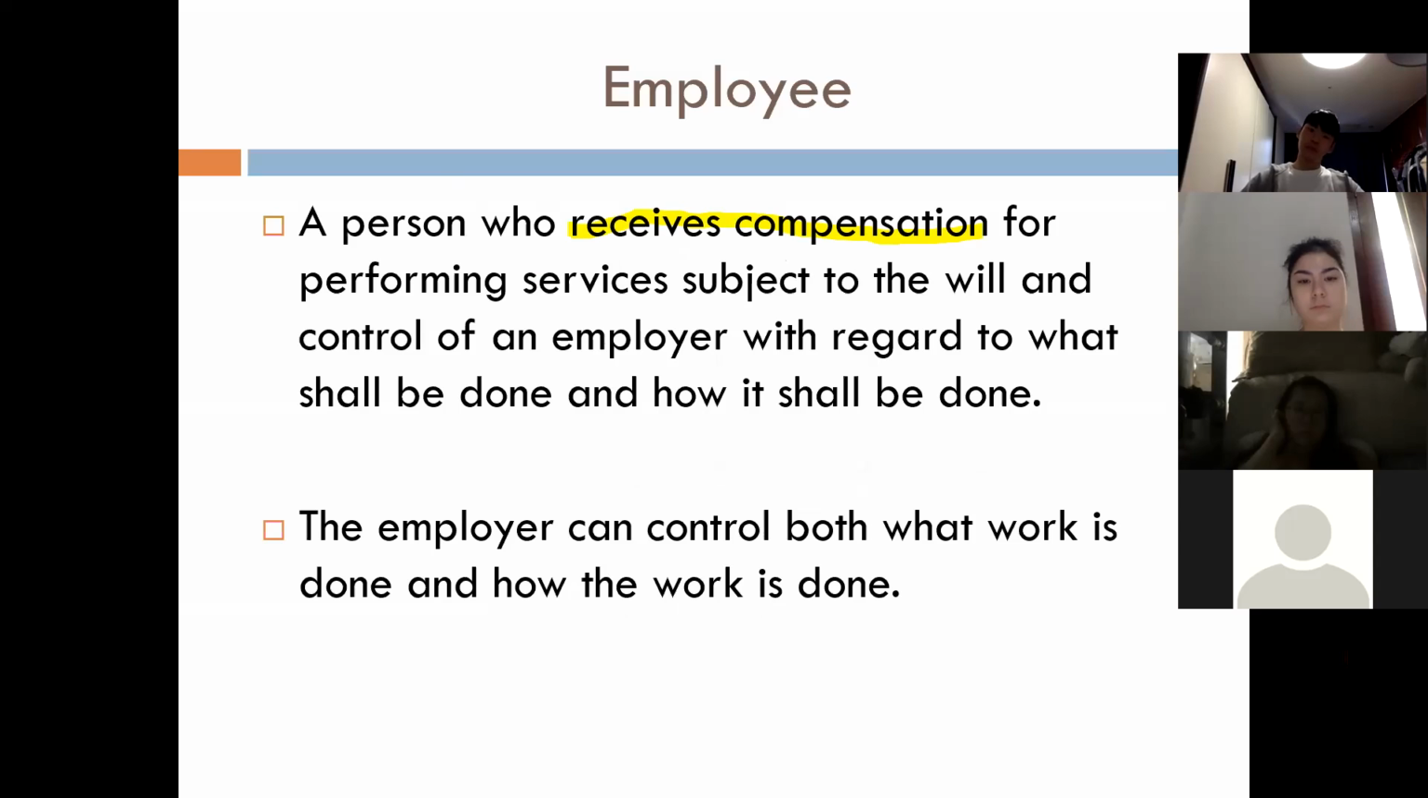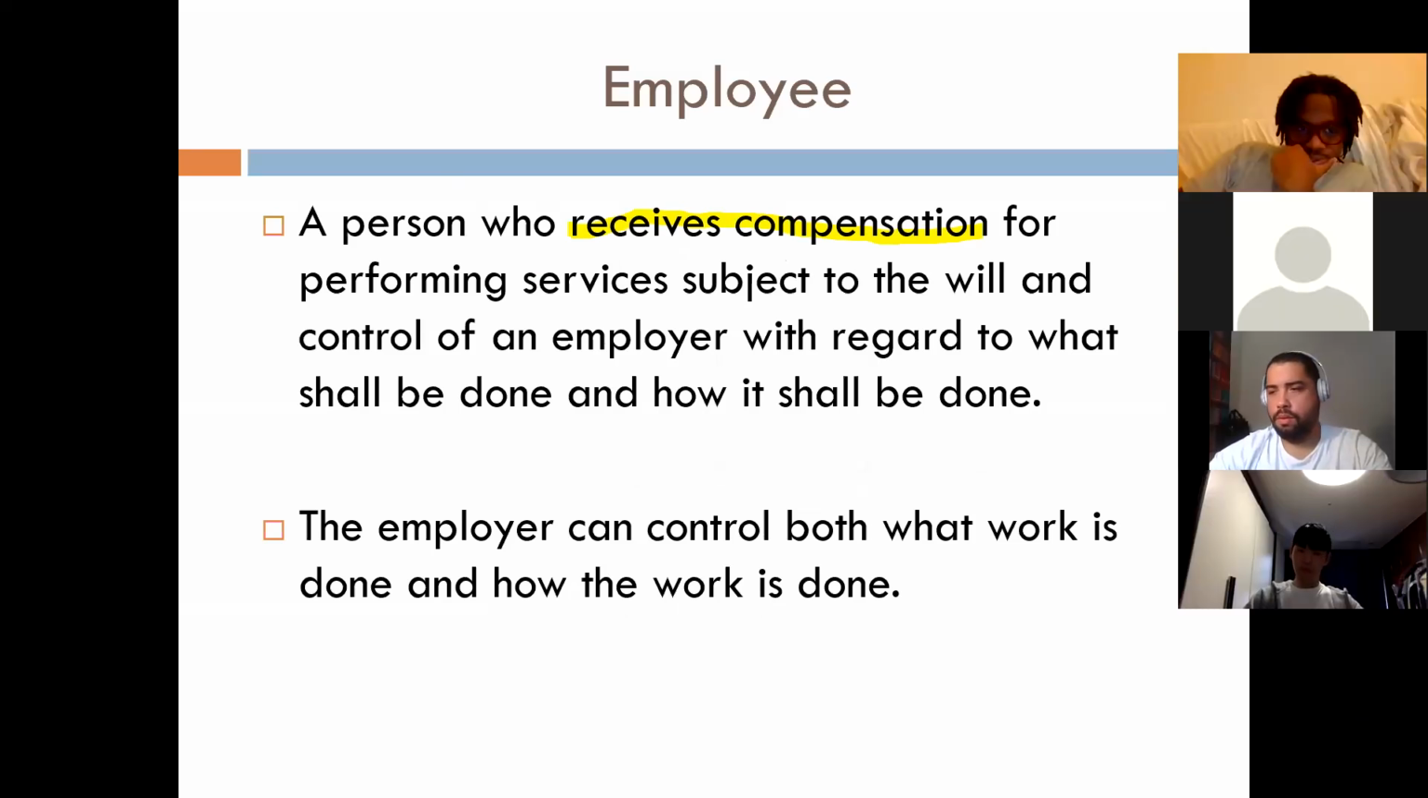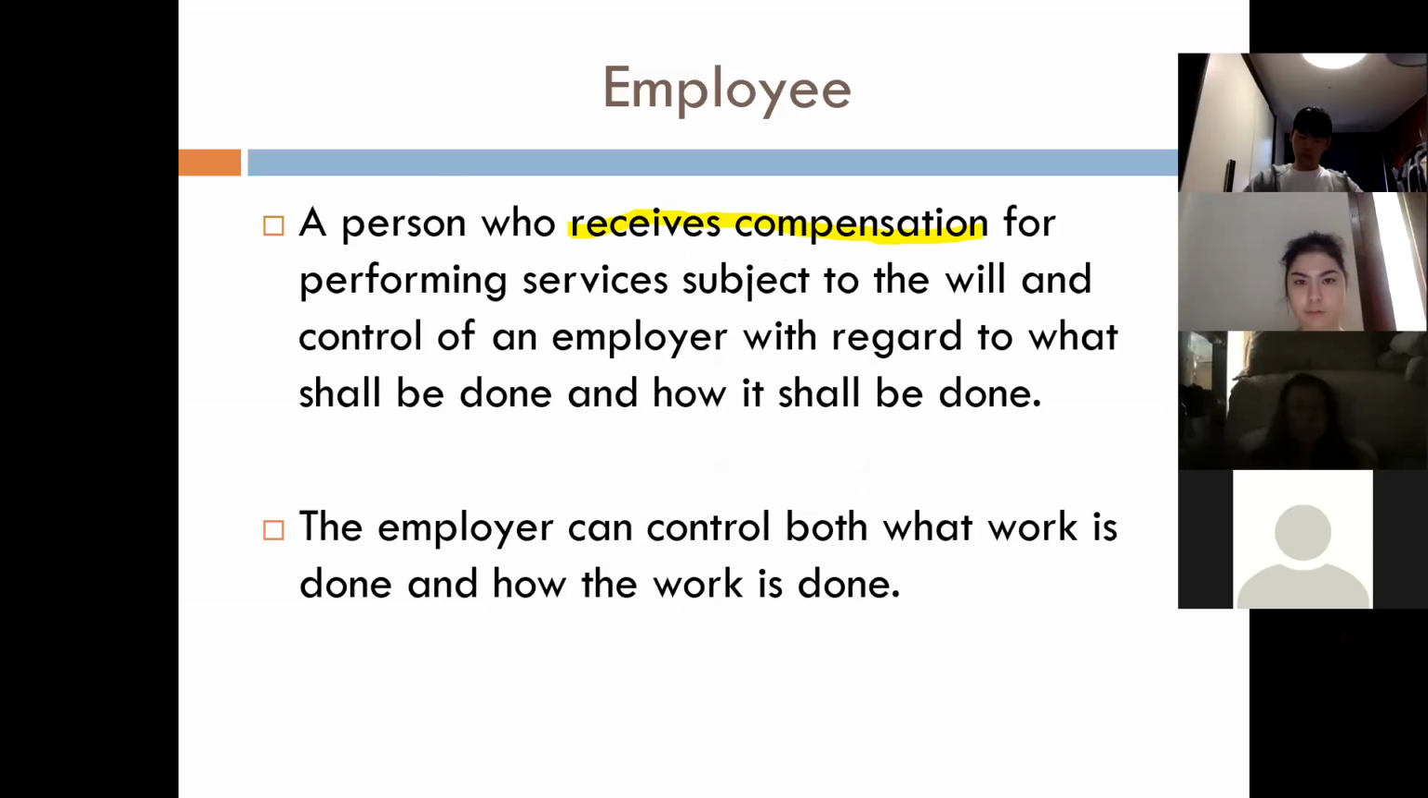Anybody, what does that mean? Salary. Money? Get paid. Does it have to be money? What if, I don't know who said that, but let's say, Min, you're a salesperson for my company, and we don't have a lot of money right now, but I give you stock. Is that compensation?